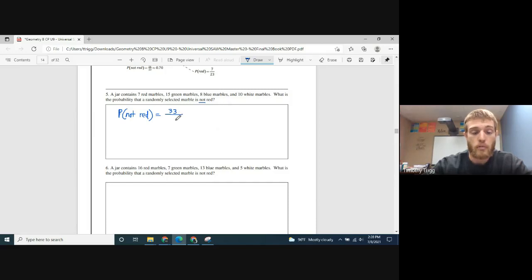out of the total. So the total number of marbles. Well, there's 40 marbles in total, right? When I add the 7 plus 15 plus 8 plus 10. So the total number of marbles is 40. So the probability of getting something other than red is 33 out of 40.